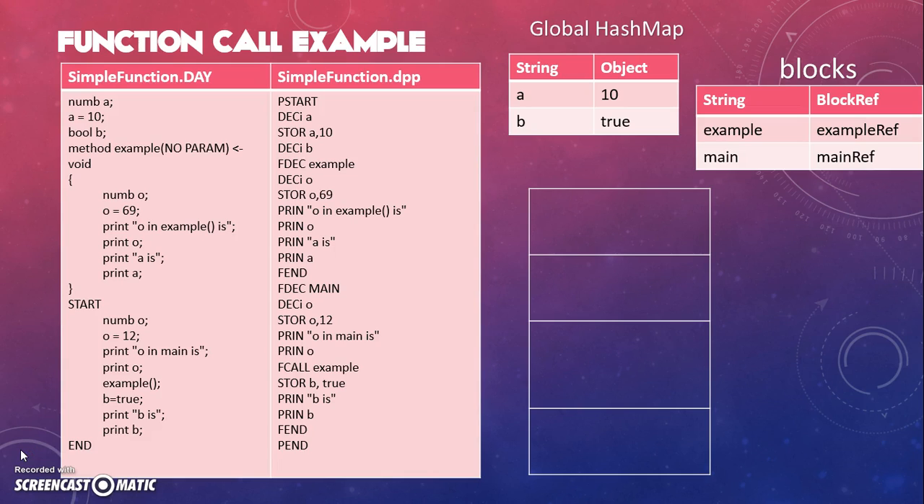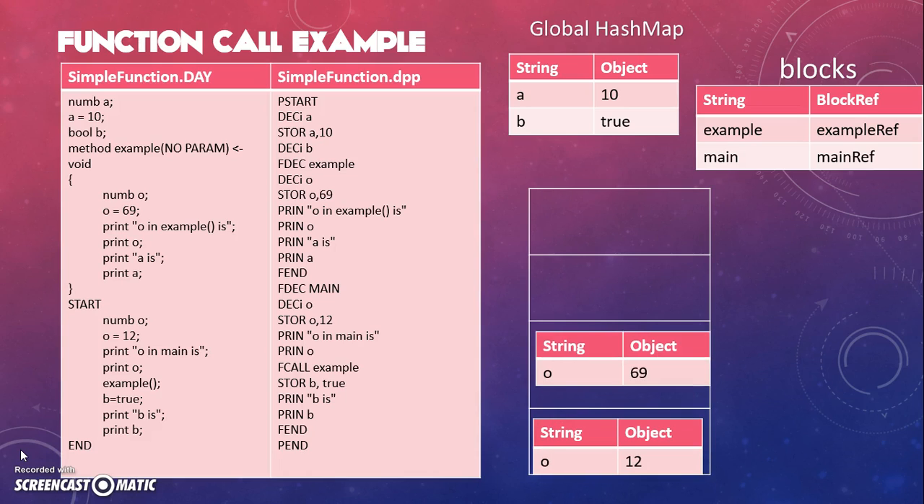Once the whole program is parsed, execution starts from the main block. A local hash map of main variables is created and pushed onto the stack. When the fcall example is encountered, instructions are fetched from the block and executed. As a result, a local hash map of example variables is created and pushed onto the stack.